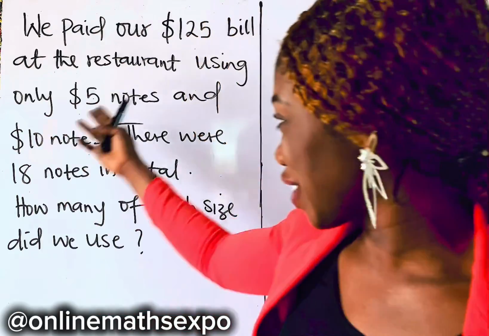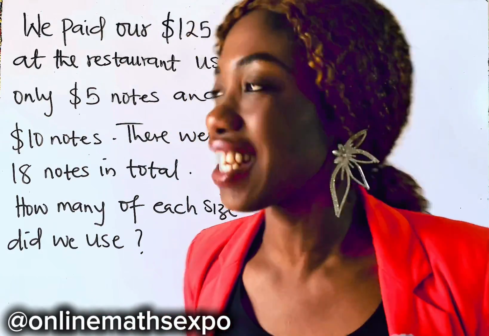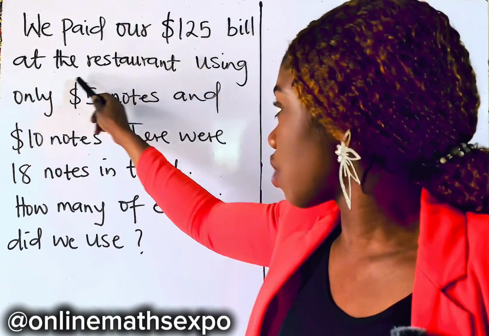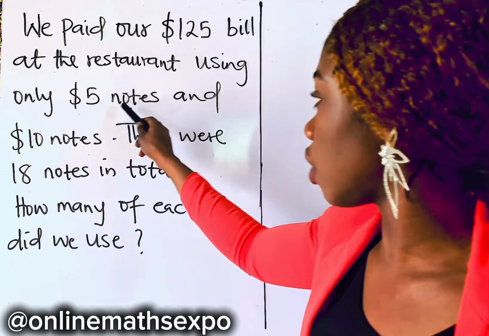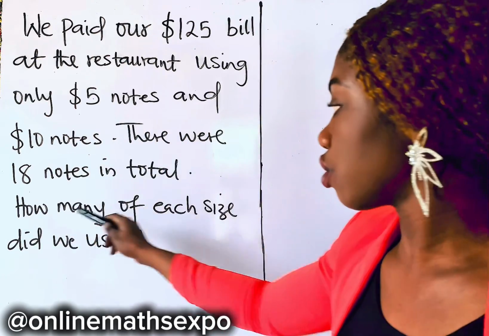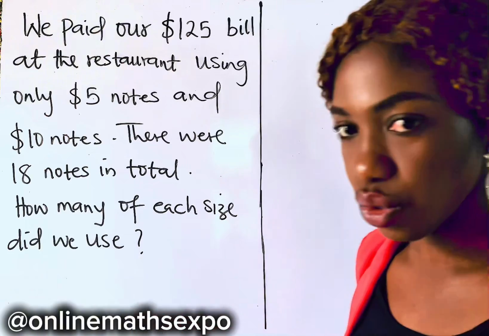Teach you how to solve this word problem. It's just so easy. We are told we paid our $125 bills at the restaurant using only $5 notes and $10 notes. There were 18 notes in total. How many of each size did we use?